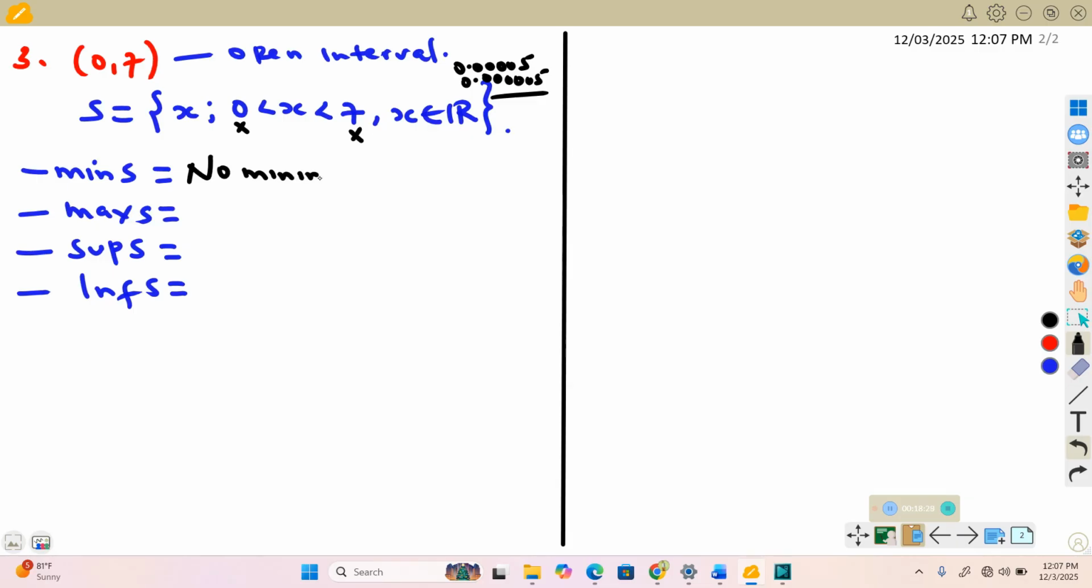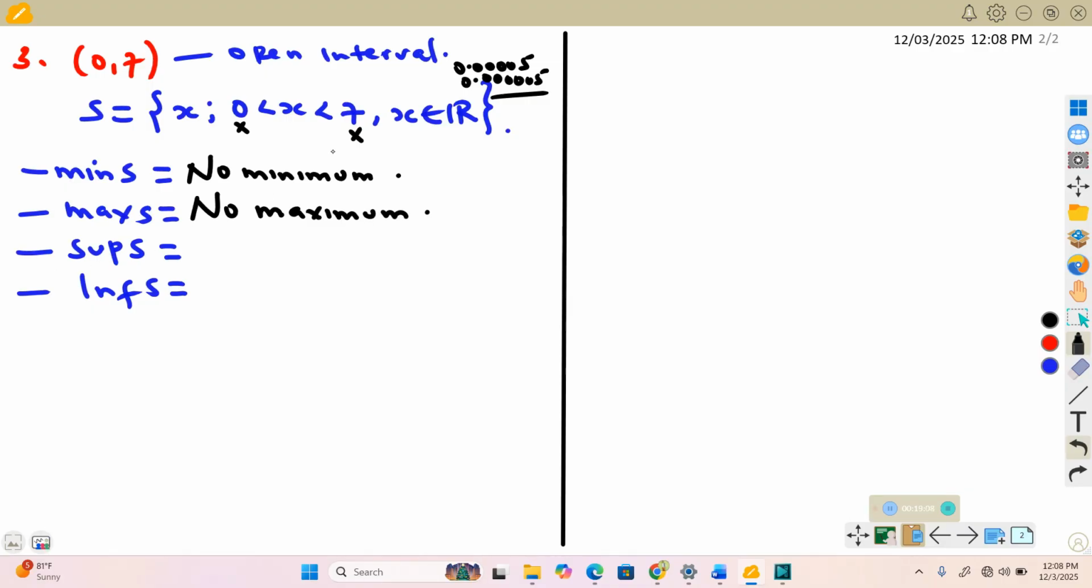Here we have no minimum. Then we talk about the maximum of this set. The maximum: when 7 is not part of this set, 7 cannot be the greatest element of this set since it is not within this given set. So which one will qualify? Is there any other element that will qualify within this given set? There won't be any other element that will qualify, because whichever number you think that is very close to 7, there will be some number which will be greater than that. So we also have no maximum.